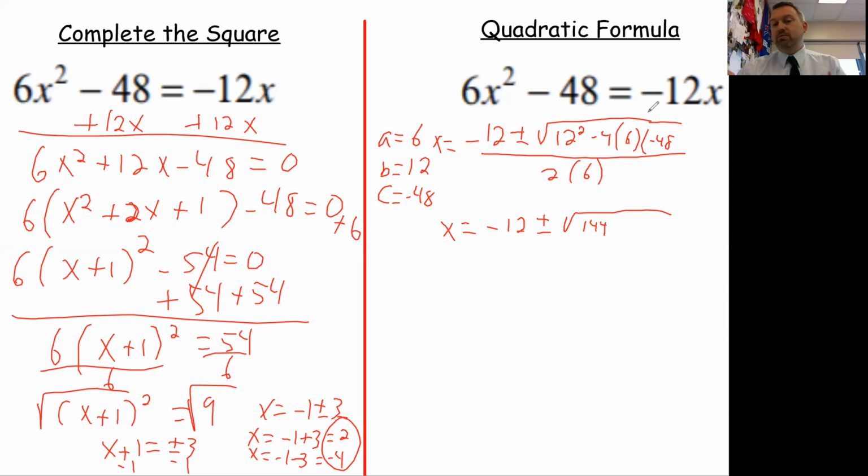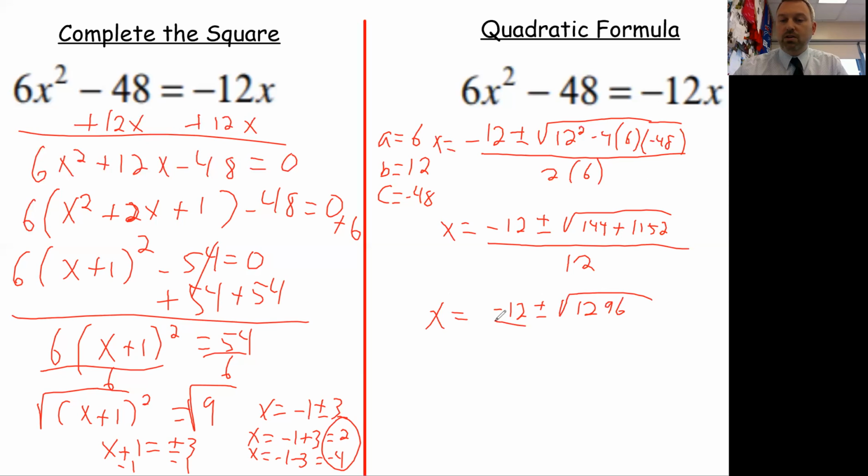Negative 4 multiplied by 6 multiplied by negative 48 gives us 1152, all over 2 times 6 is 12. And now I have negative 12 plus or minus the square root of 1296, all over 12. It just so happens that 1296 is a perfect square, which is always nice. So now I have plus or minus the square root, which is 36, all over 12.